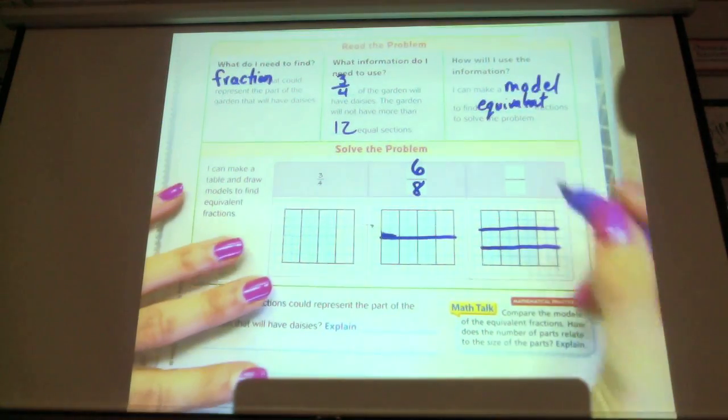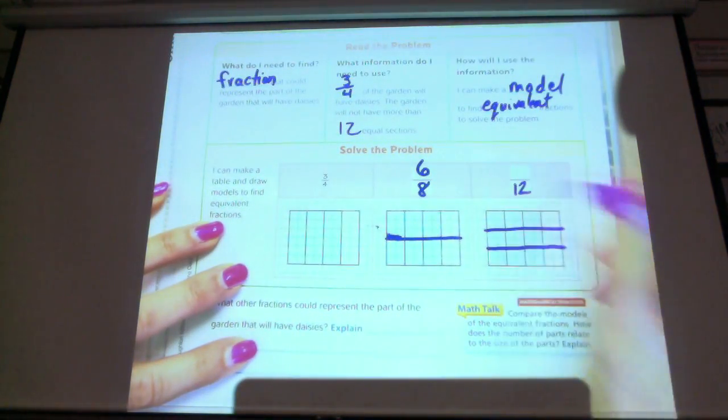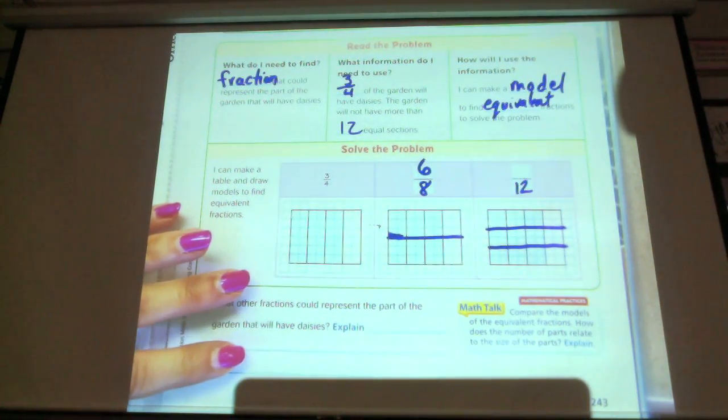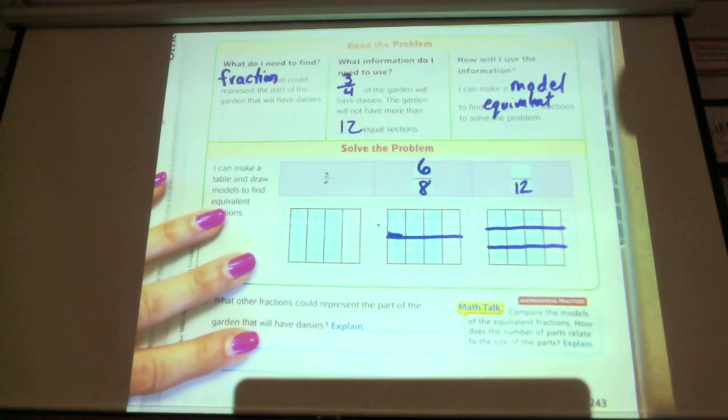Horace, how many equal parts? 12 equal parts. How many of them are shaded? Count. How many of those are shaded? What did you guys get? 9.